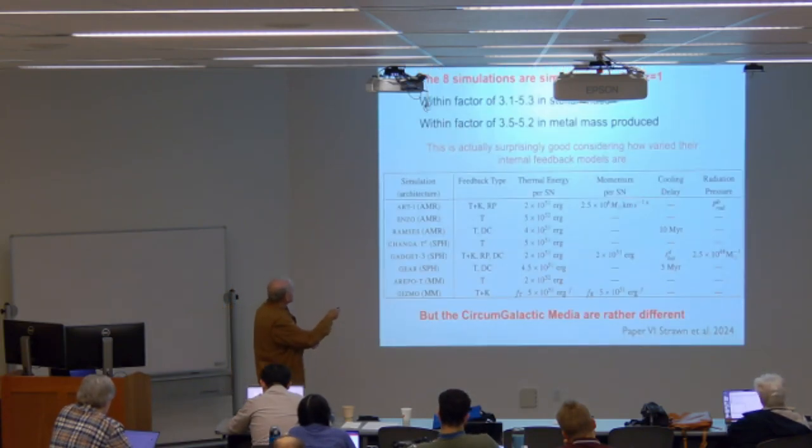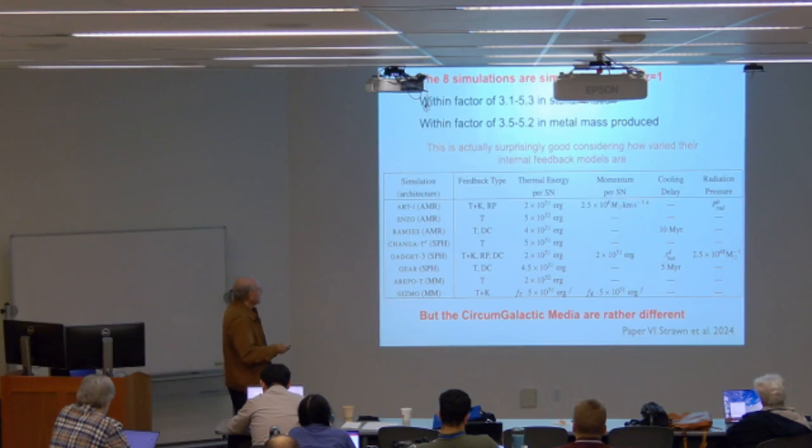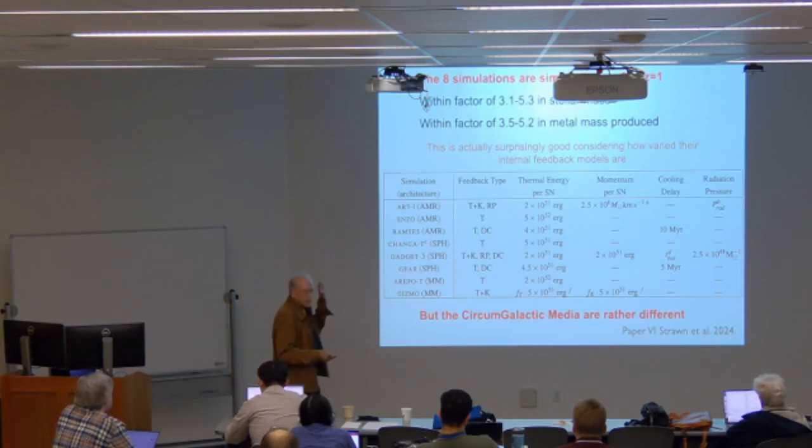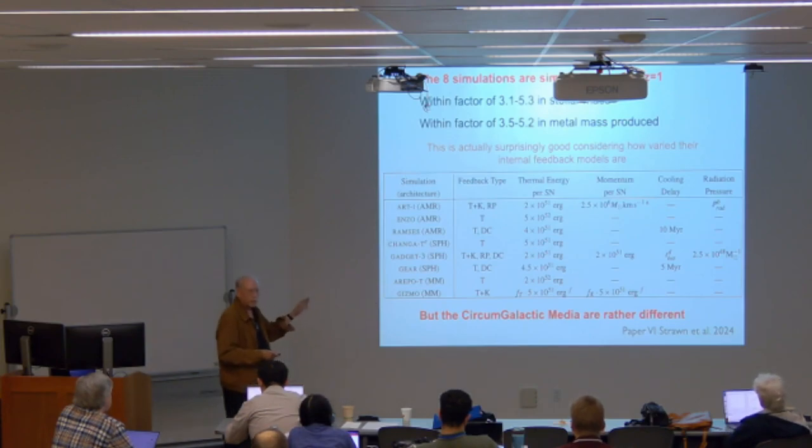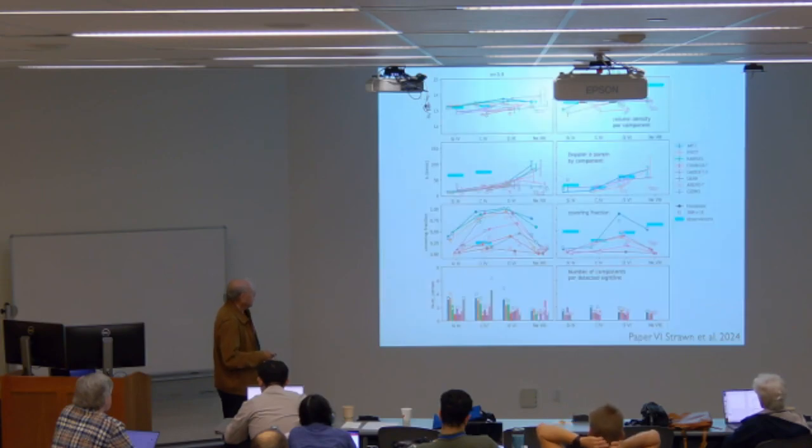So, as we saw from the beginning, the 8 simulations are similar in some respects, like stellar mass, down to redshift 1. And if you actually look in detail at the feedback that was used, thermal plus kinetic, radiation pressure feedback, thermal in ENZO, etc., the schemes were actually quite different. So it's not surprising that many of the properties were different. And one of the things that turned out to be very different was the circumgalactic medium.